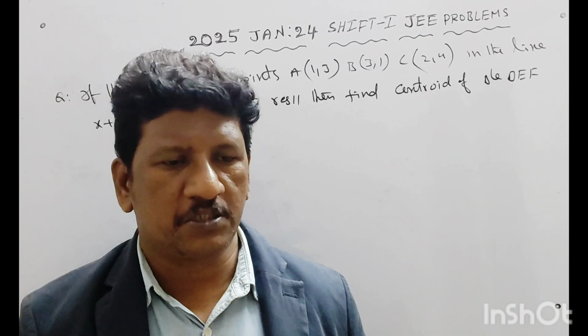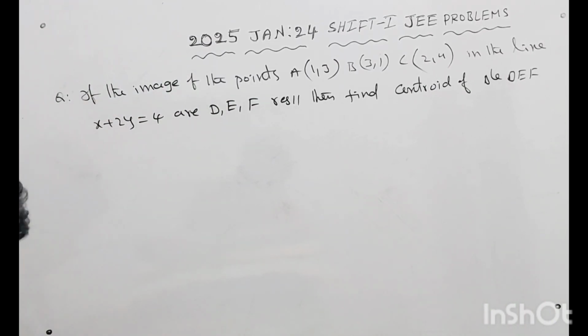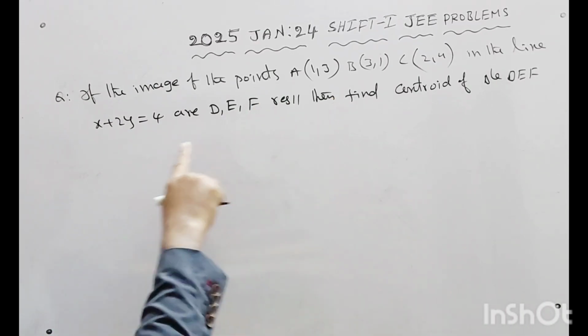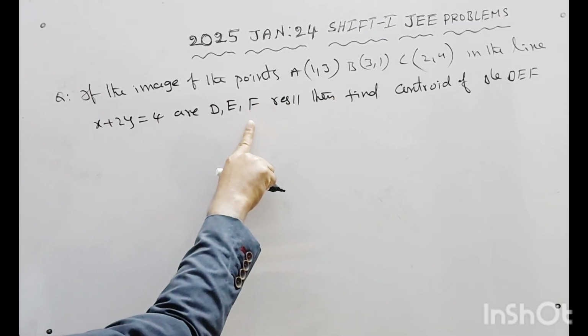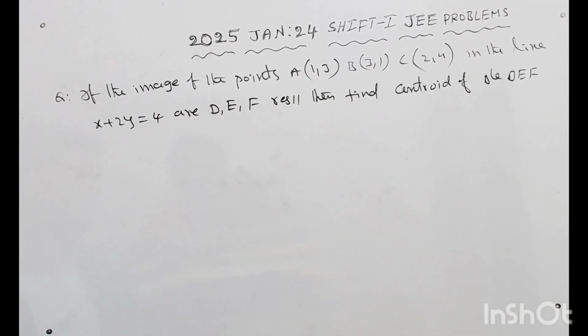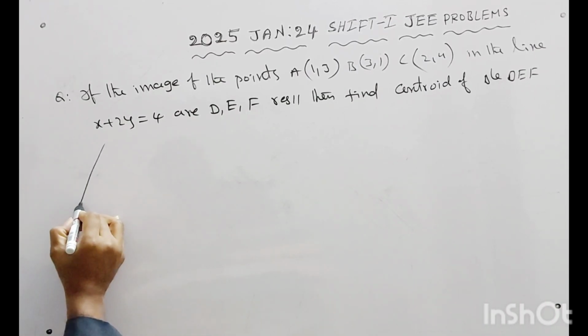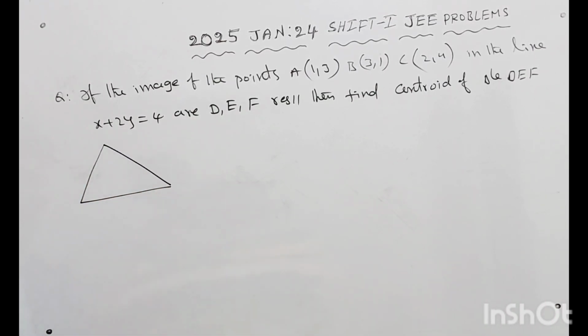Hello dear students, this is one more question from 2D geometry. If the images of the points A, B, C are given in the line, forming triangle DEF, then find the centroid of triangle DEF. First of all, one triangle is given. This kind of question they asked in the January 22nd morning shift also, and again in the Jan 24th examination.